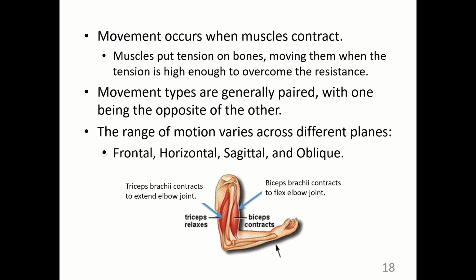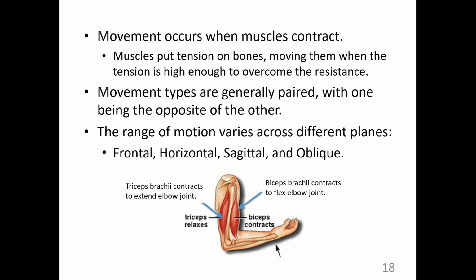The range of motion varies across different planes. Recall we have the frontal plane, which divides the body into anterior and posterior halves. The horizontal or transverse plane, which divides the body into superior and inferior halves. The sagittal, which divides the body into right and left halves, and the oblique, which cuts at a diagonal.